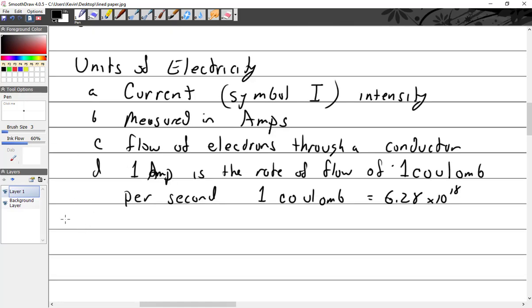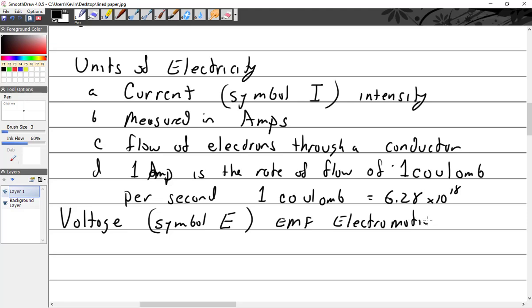Let's talk about voltage. What is the symbol? E. E is the symbol. What does that mean? E for what? EMF, electromotive force.